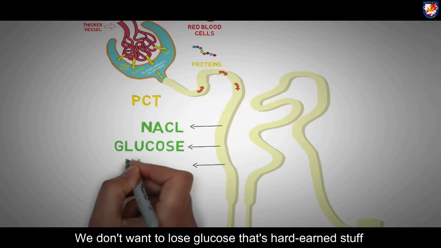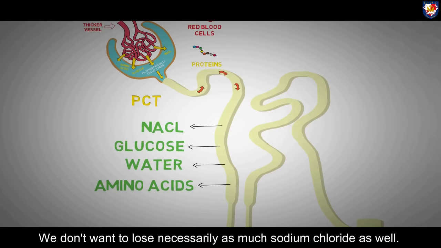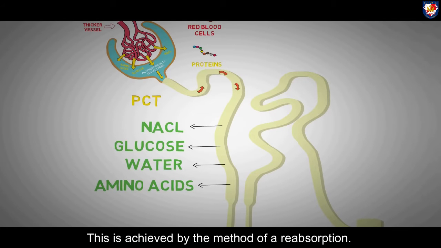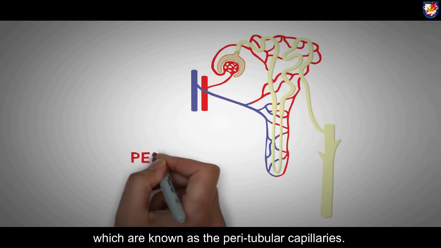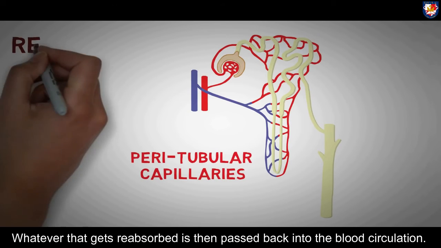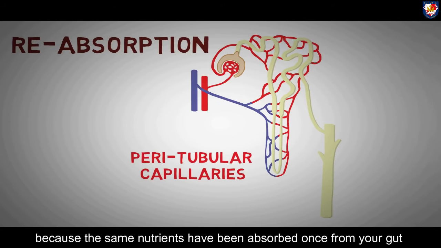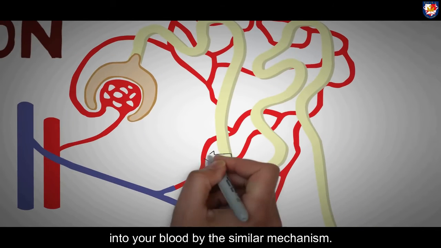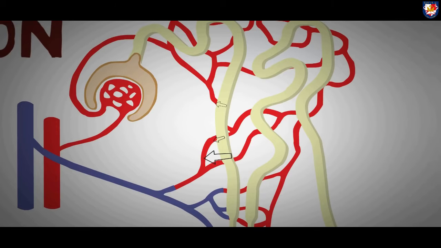We don't want to lose glucose, that's hard-earned stuff that we ate that was good for energy. We don't want to lose necessarily as much sodium chloride as well. This is achieved by the method of reabsorption. The wall of the renal tubule is surrounded with blood vessels which are known as the peritubular capillaries. Whatever gets reabsorbed is then passed back into the blood circulation. This is known as reabsorption and not absorption because the same nutrients have been absorbed once from your gut into your blood by a similar mechanism. The wall of renal tubules has many types of protein channels that reabsorb some of the important things that shouldn't be excreted with urine.